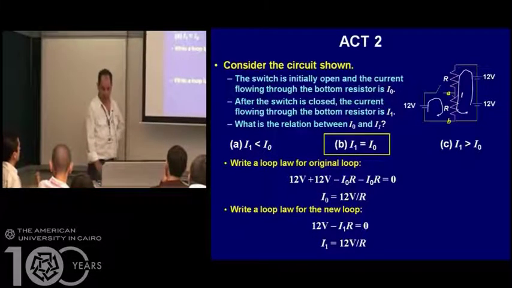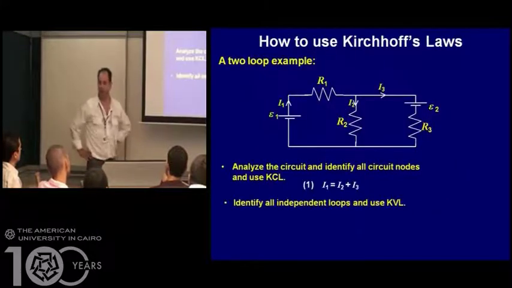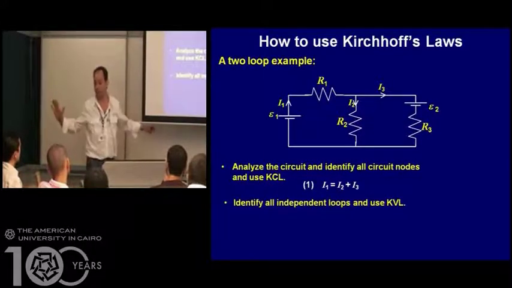Because I assume that the current I1, I2, and I3, my assumption is this is the net current in the branch. It's not the current that's coming out of the battery. As long as I did that, I'm okay.